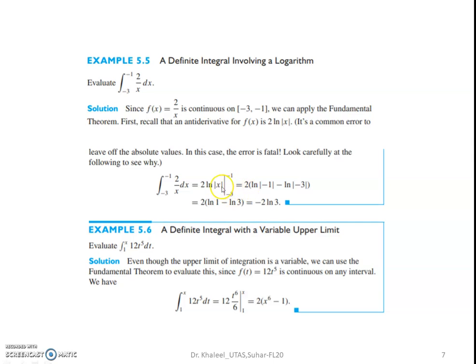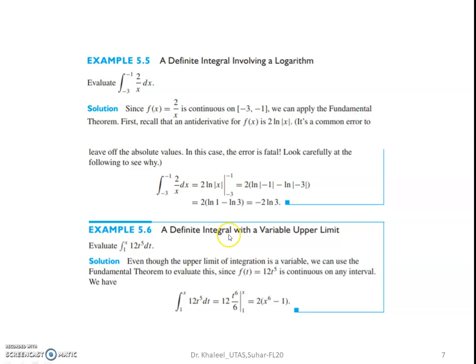Then I put x equal to minus 1 and x equal to minus 3, ln of modulus of minus 1, ln of modulus of minus 3. The modulus makes all the values positive. Therefore, ln of modulus of minus 1 is ln 1, and ln of modulus of minus 3 is ln 3. Then it is this. If you don't use the modulus sign, then you get a wrong answer here. So be careful not to leave off the absolute value whenever you are integrating 1 by x dx.